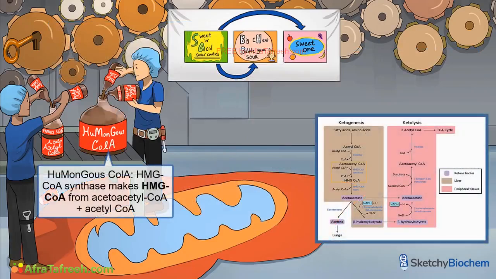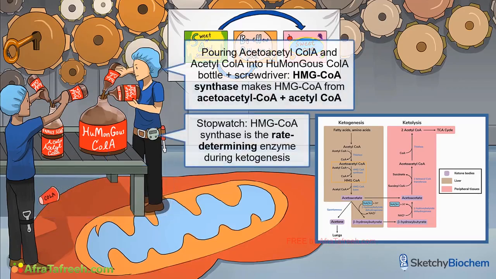Next, HMG-CoA synthase makes HMG-CoA from acetoacetyl-CoA and acetyl-CoA. See the worker pouring acetoacetyl cola and acetyl cola into that humongous cola bottle? She's HMG-CoA synthase. The stopwatch will help you remember that HMG-CoA synthase is the rate-determining enzyme during ketogenesis. Just a side note, HMG-CoA is a precursor to cholesterol, but we'll save those details for another time.